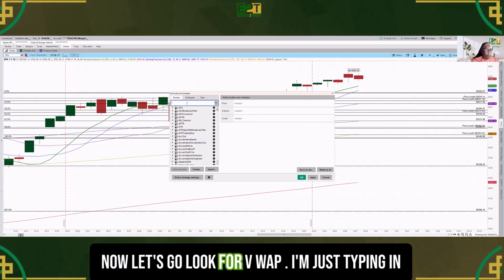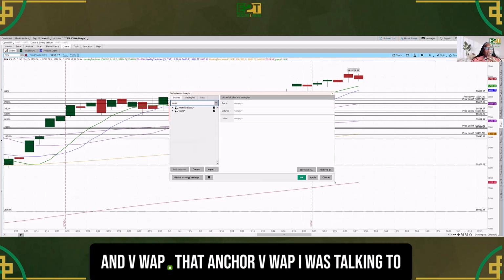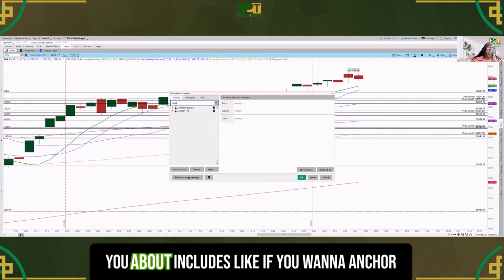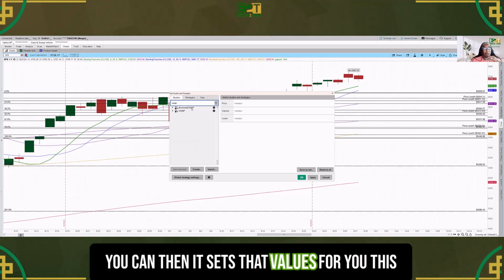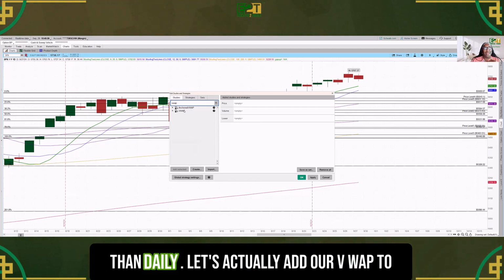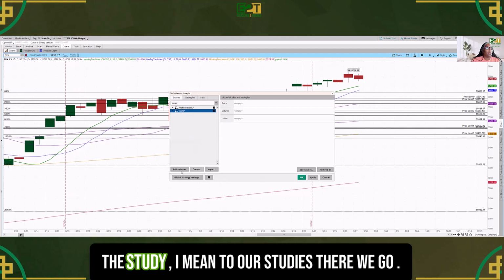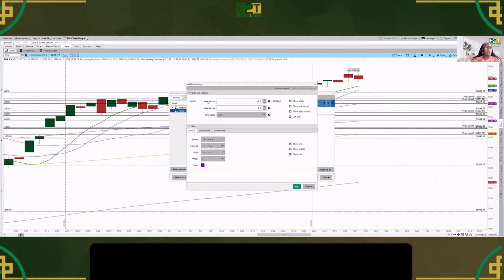Now let's go look for VWAP. I'm just typing in VWAP. Notice here you'll see anchored VWAP and VWAP. The anchored VWAP I was talking to you about is if you want to anchor it to a date or anchor it to something, then it sets those values for you. This will be used for longer periods of time, more than daily. Let's actually add our VWAP to our studies. There we go.